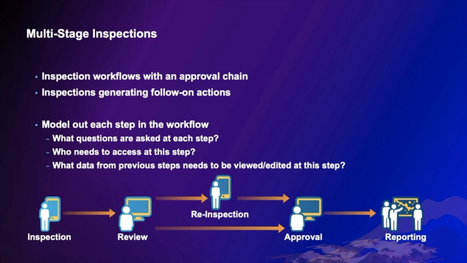In many instances, the inspection is one step in a multi-step sequence that may involve quality assurance or review, potential secondary inspection or revisits, as well as additional approval stages and reporting stages to view the current status. You can take the basic techniques of setting up an inspection workflow and expand them to support a multi-step process. When doing so, we'd recommend breaking out the process into each individual step and identify what questions need to be answered at this step, who will fill in this step, and what data do they need to answer those questions.